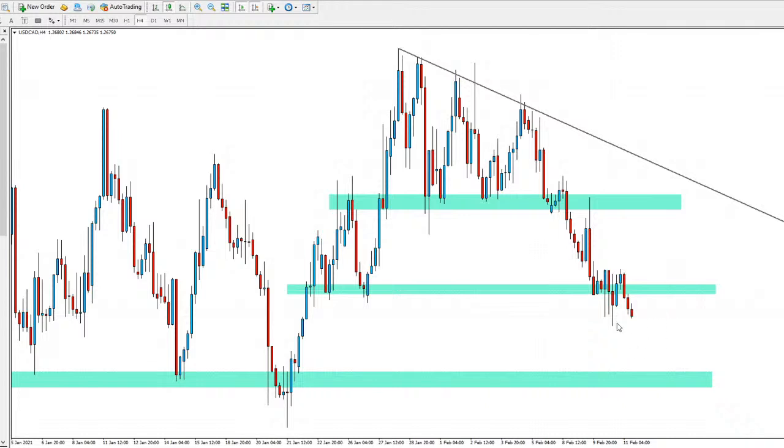USD/CAD still looking bearish here. Looks like we could be getting a break through this level, and if we do, I think our next stop is all the way down there, and this one could potentially go a lot further.